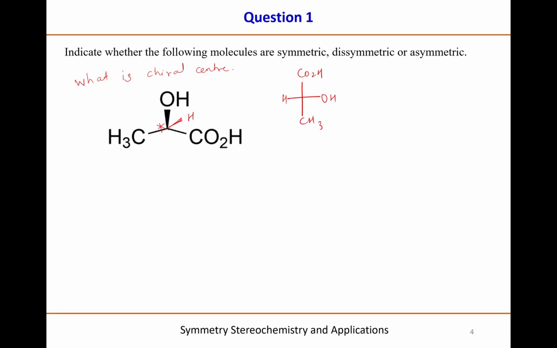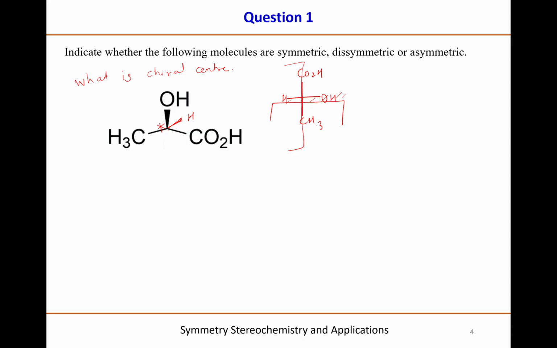Chiral carbon. Here we have one chiral center, correct? If I pass the plane from here, these two halves are not the same, correct? These two are not mirror images of each other. If I pass the plane this way, again the same case, this is not the mirror image of each other. So there is no plane of symmetry present in this case.